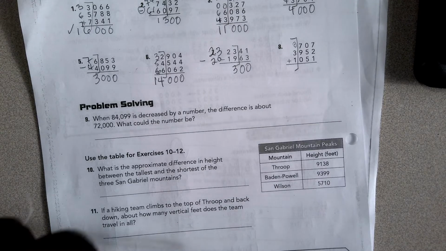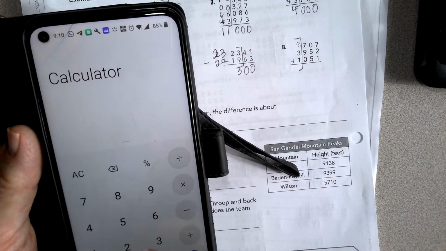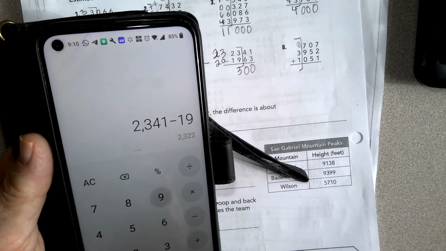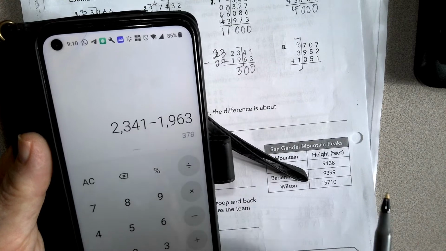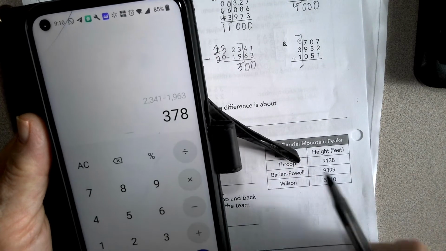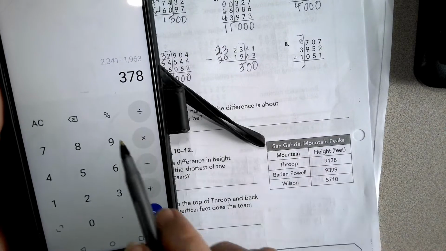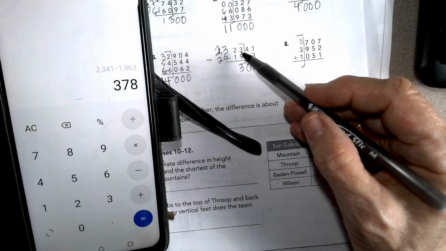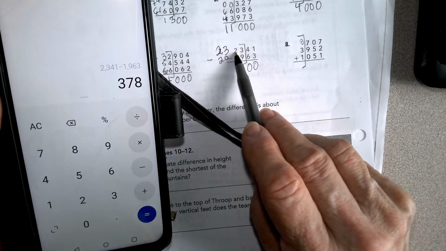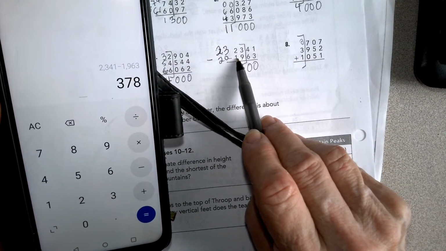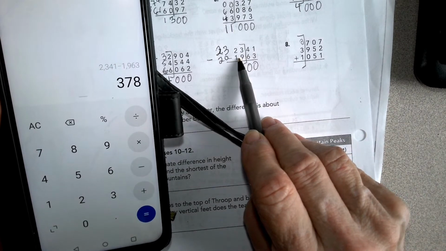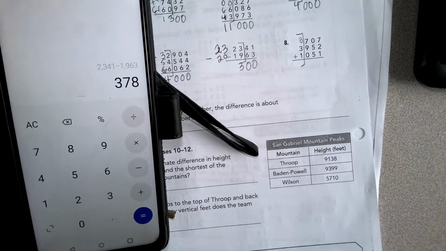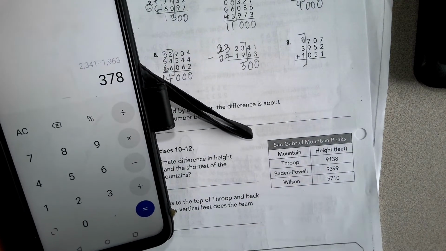But let's go ahead and see on that one what the actual answer is. 2341 minus 1963. Oh, and we got 300. The actual answer is 378. And had we done it the other way, like rounded to thousands, this would have been 2,000. That 1, because of the 9, would have rounded up to 2. It would have been 2 minus 2 is completely 0, which is not true. We have a few dollars left, not much, but I'll take 300.